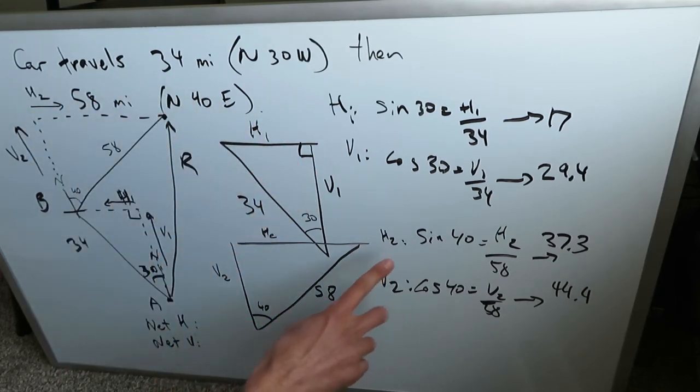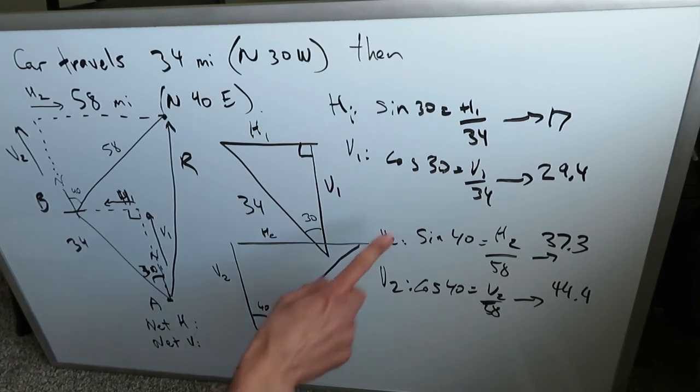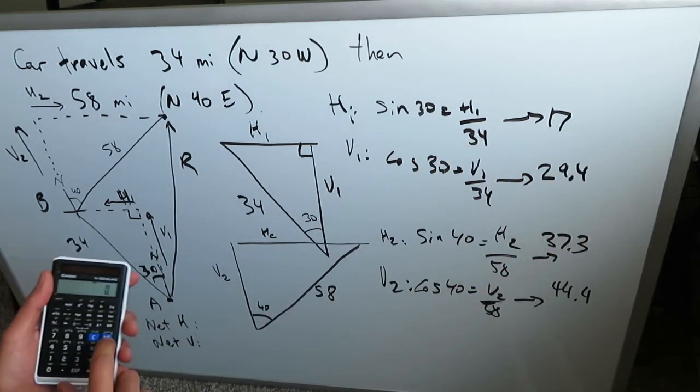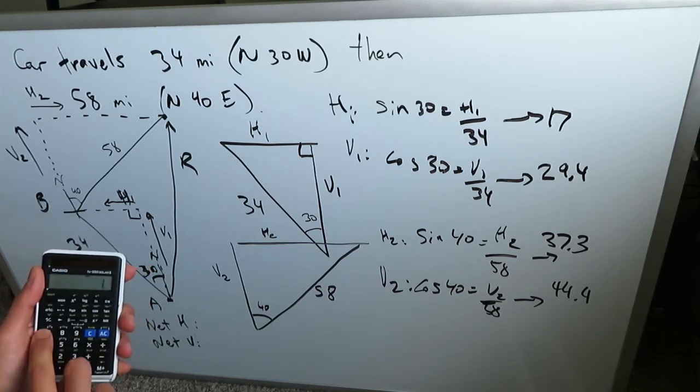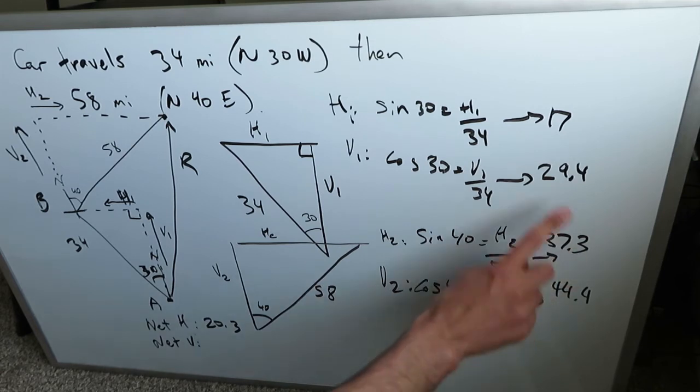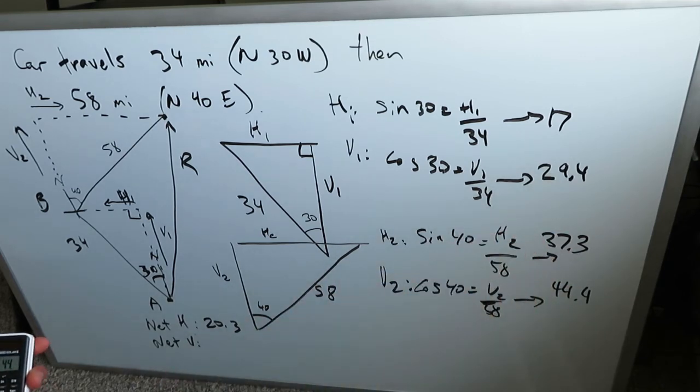The net horizontal components are supposed to be subtracted from one another. You'll do 37.3 minus 17, you get 20.3. Because the two horizontal components were superimposable but in different directions, so you subtract them. Take the large value and subtract the small value from it. The two vertical components are superimposable and in the same direction, so you add them up. 44.4 plus 29.4 gives you 73.8.